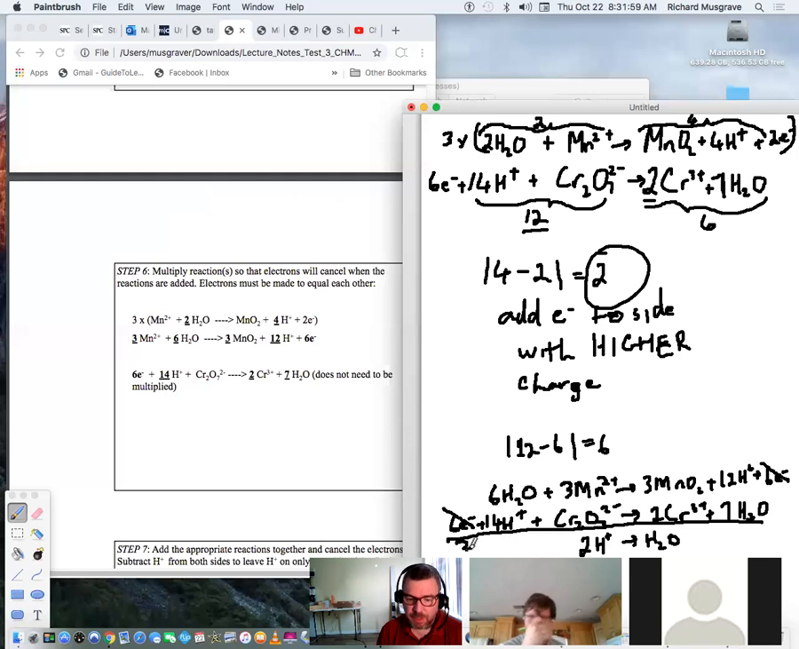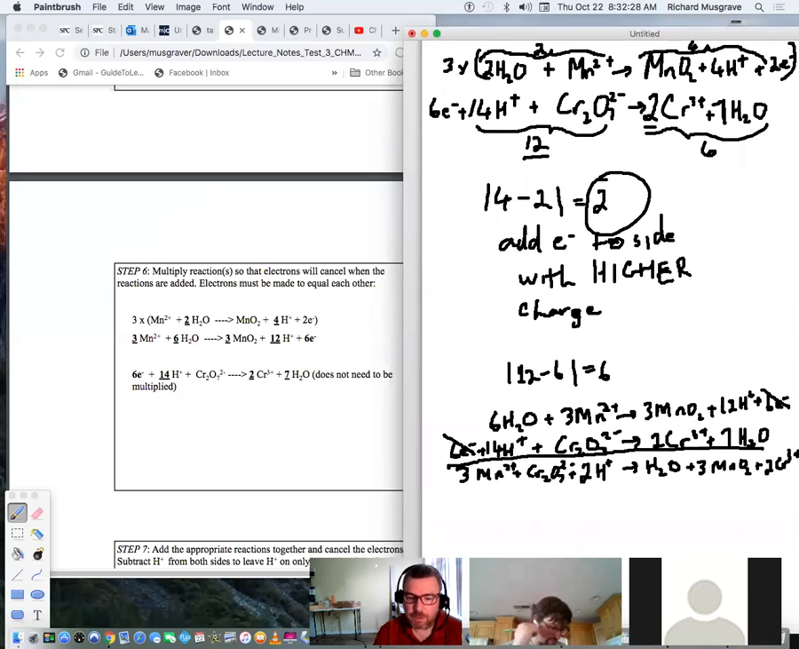Then I just pull down everything else because they only appear once. We've got 3Mn2+, and we've got Cr2O7 2-. And then on the other side, we'll have 3MnO2(s) and 2Cr3+. And what I would say about that is that it's balanced for acidic conditions, or balanced for H+.